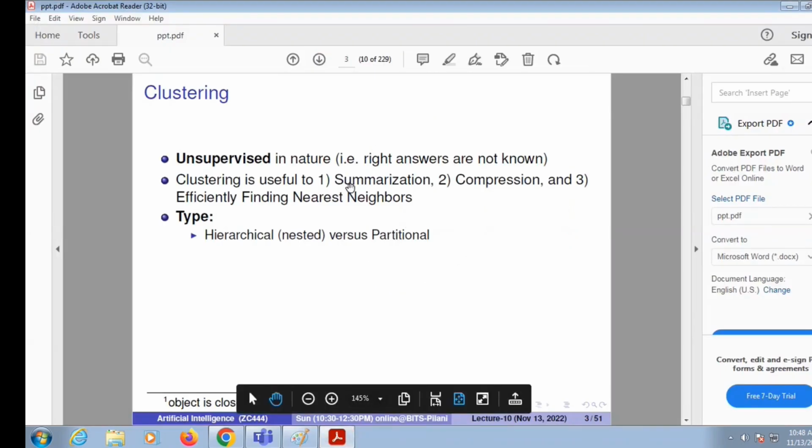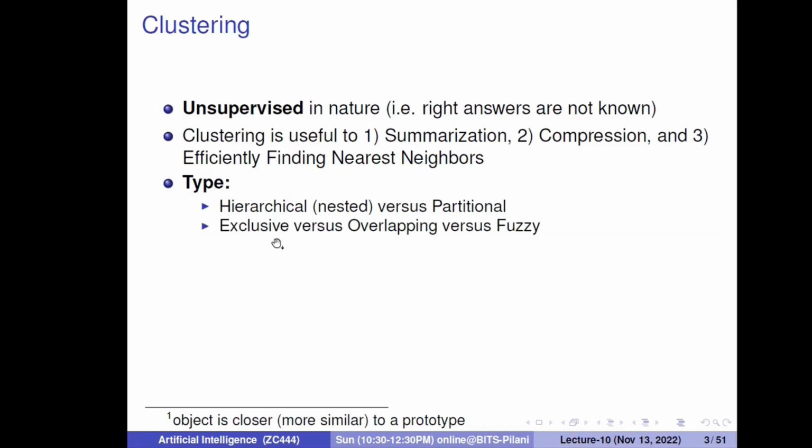Another way could be exclusive, overlapping versus fuzzy. Exclusive means every item is going to be given one cluster membership. Overlapping, we will see very soon, means more than one membership can be given.